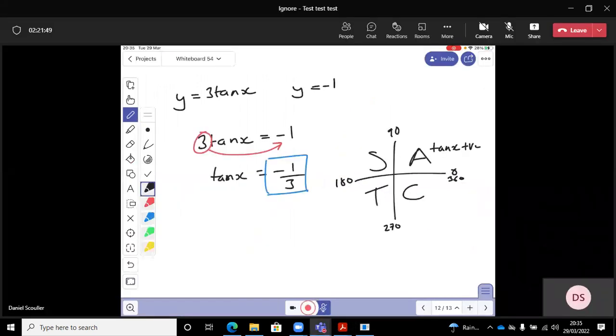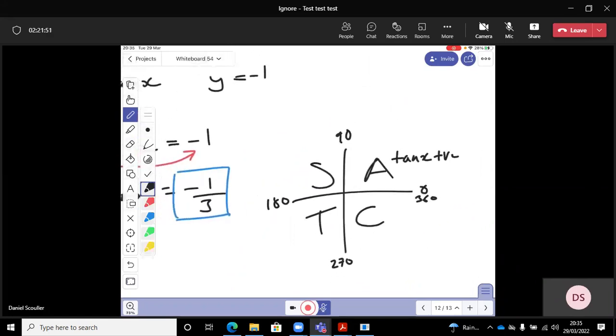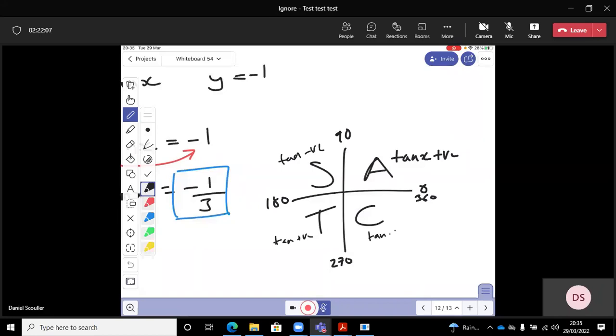That's what this quadrant system is. So tan is positive between 0 and 90, negative in here, positive between 180 and 270, and negative between 270 and 360. So this CAST diagram reflects what the graph is showing.